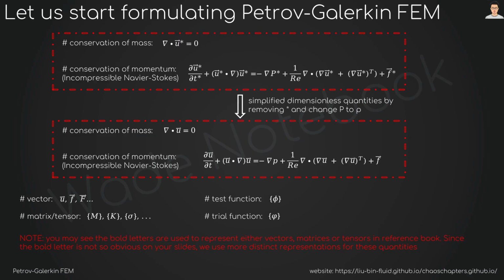We may find that the vector, matrix, and tensor are usually represented using bold letters in technical books or academic research papers. Nonetheless, here, we use a more distinctive way to differentiate them from the scalar term, as shown at the bottom of this page. Here, we also use uppercase phi to represent the test function basis vector and the lowercase phi to represent the trial function basis vector.